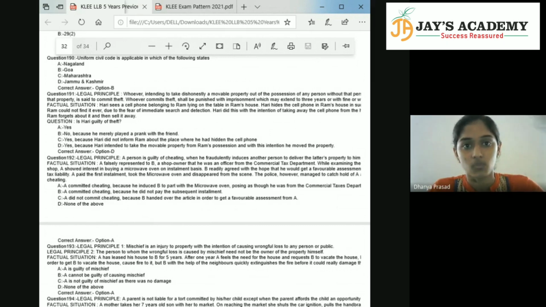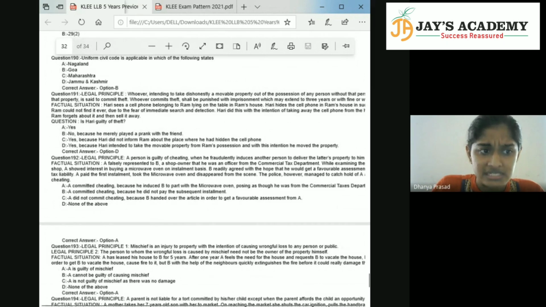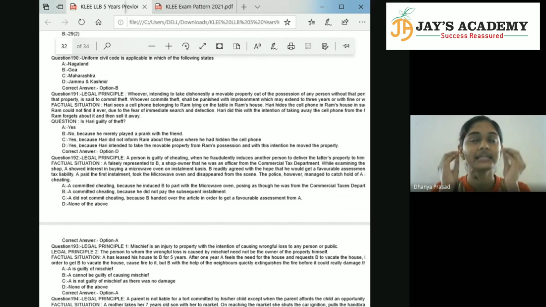So let's just take one example. Say the first question, number 191. What is the legal principle? Whoever intending to take dishonestly a movable property out of the possession of any person without that person's consent is said to commit theft. Whoever commits theft shall be punished with imprisonment, which may extend to 3 years, or with fine, or with both. So this is the legal principle. This is basically giving you the ingredients of the offense of theft. Okay, so you have to identify that, keep note of that.